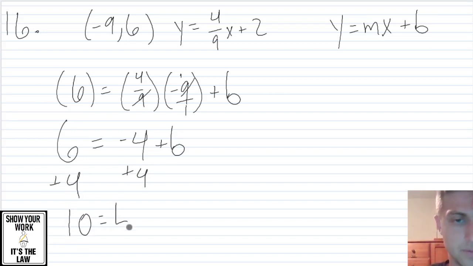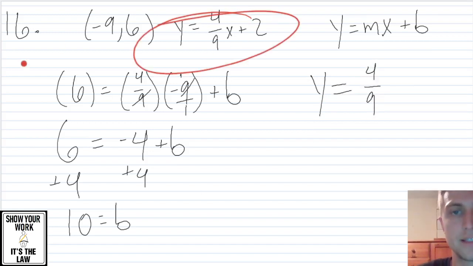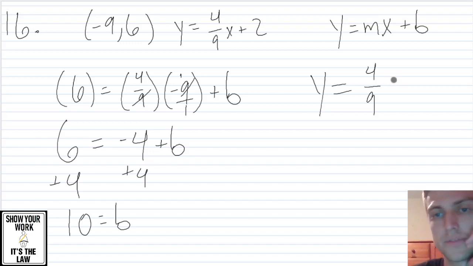10 equals b. So now we know our equation of the line. Y equals 4 over 9 x plus 10, because our m is 4 over 9. It has to be parallel to this line, and to be parallel they have to have the same slopes. Great.